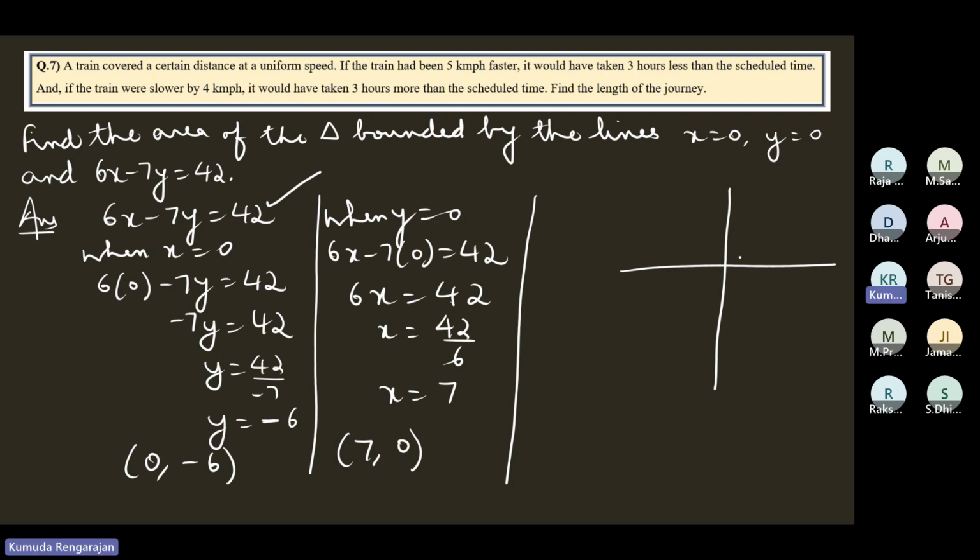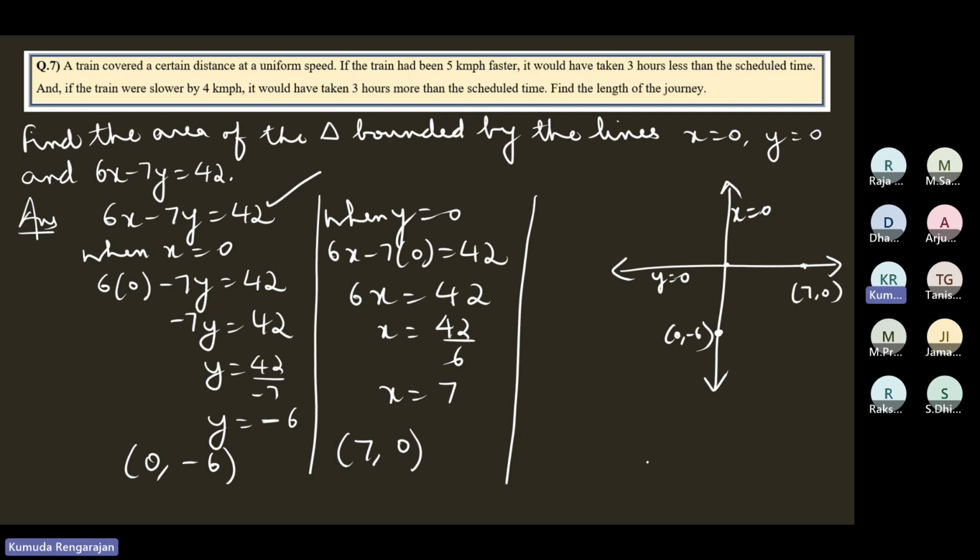Okay, so now we know that x is equal to 0 is the y-axis itself. So this is one line. And y is equal to 0 is the x-axis itself. So we have 2 lines already. Now the third line passes through these points: 0, minus 6, out here, and 7, 0, somewhere here.